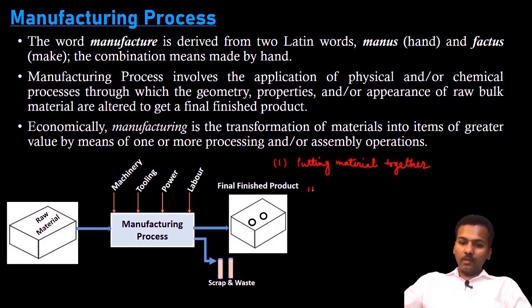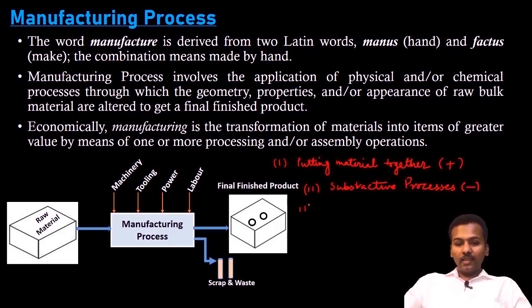Next is the subtractive process, where you remove the material, just like in the example you see here, where the two holes are created. How are the two holes created? The excess material at the desired location where you want to create the hole is removed. So that is the subtractive process. It can be said that this is the positive and this is the negative sign.